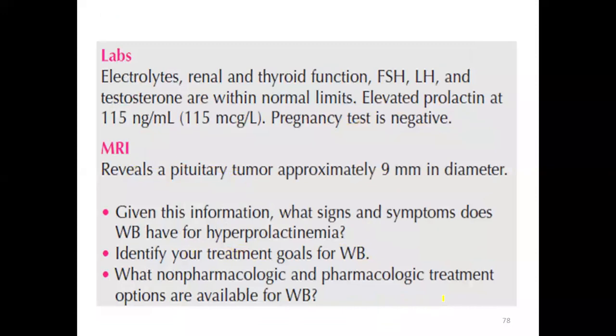Okay, good. Then electrolytes. Is there any derangement in the electrolyte level? Annie?